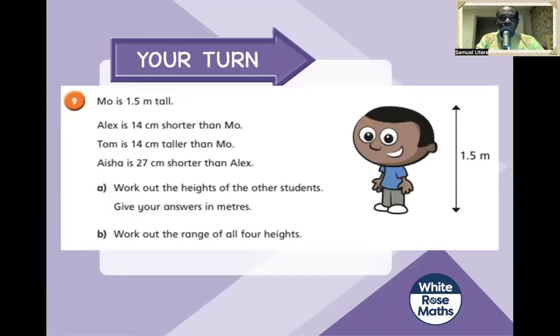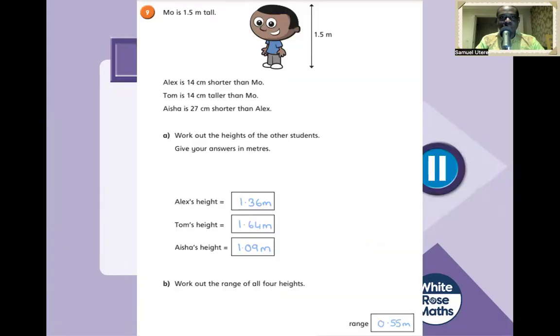All right, last question. Pause the video and answer question 9 in 3 minutes. Assuming you've paused the video and you've answered question 9, here are the answers. So here you were asked, Mo is 1.5 meters tall. Wow, he's quite tall. Alex is 14 centimeters shorter than Mo. Tom is 14 centimeters taller than Mo. Oh, Tom is quite tall. Aisha is 27 centimeters shorter than Alex. Okay. Work out the lengths of the other students. Give your answers in meters.